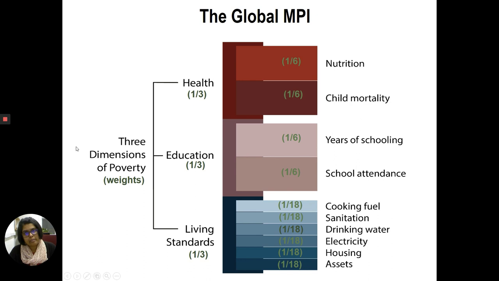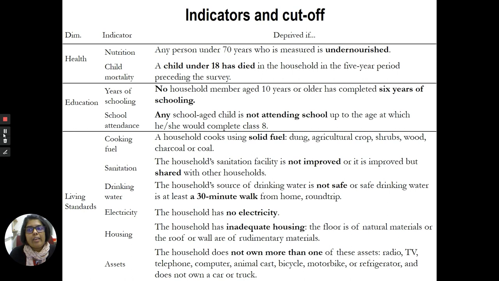In slide 3, we identify the deprivation cutoff for each of the 10 indicators. This allows us to uniquely build a deprivation profile for each person in the surveys that are covered by the Global MPI. In terms of the nutrition indicator, we identify individuals as deprived if they live in a household that has a child under 5 who's stunted or underweight, or if the household has a young adult between the age of 5 to 19 years who has low BMI that is adjusted for age and gender, or if the household has an adult between the age of 20 years and up to 70 years who has low BMI. Next, we identify individuals as deprived in child mortality if they live in a household where a child under 18 has died in the last 5 years preceding the survey year.